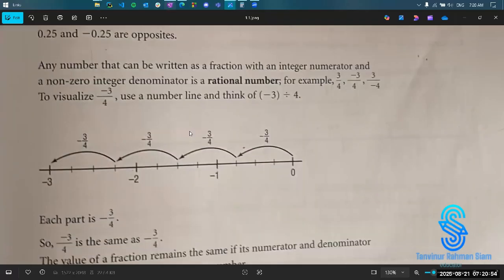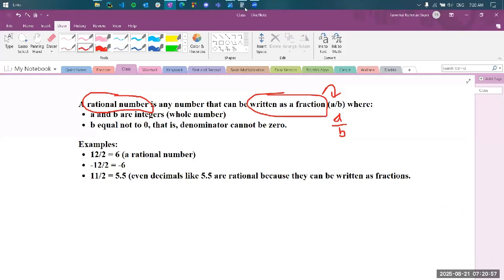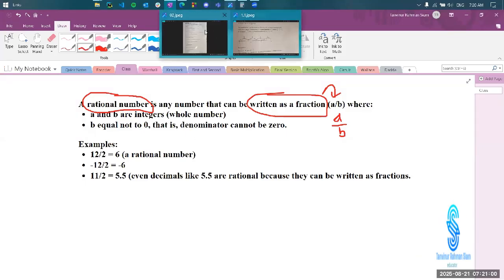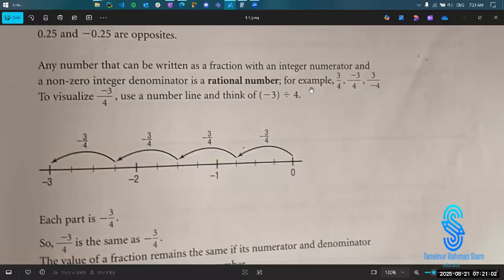We have already said that in our writings. For example, 3 divided by 4, minus 3 divided by 4, or 3 divided by minus 4 are all rational numbers. Why? Because in the numerator we have a positive number, negative number or integer, and in the denominator we have non-zero values. So those are nothing but rational numbers.